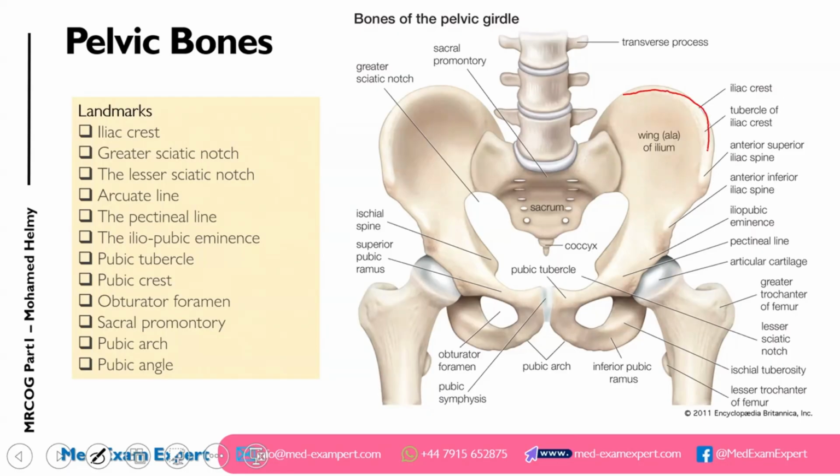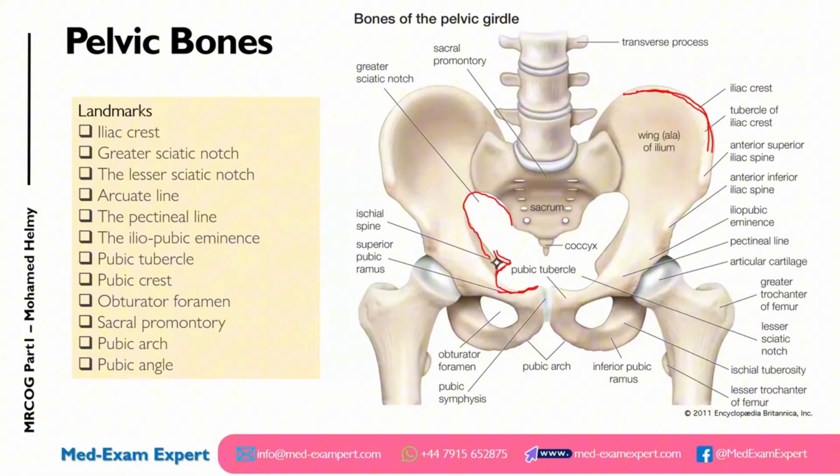And consider the superolateral margin of the greater pelvis. Okay, so this is called the iliac crest. We have also the greater sciatic notch. This is called the greater sciatic notch. And this one is called the lesser sciatic notch. They are separated by what we call the ischial spine.